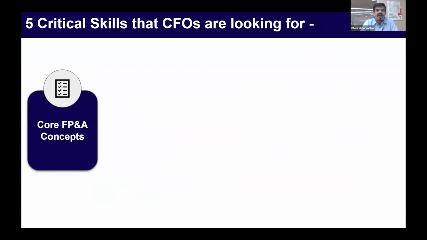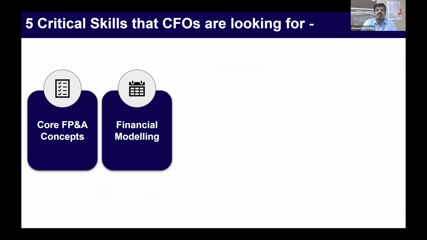One is the core FP&A concepts. That is your budgeting, forecasting, management reporting, variance analysis. All of that is your core FP&A concepts. Then comes financial modeling. Financial modeling specific to FP&A, like scenario planning, revenue modeling, business model canvas, all of those things which are specific to FP&A.